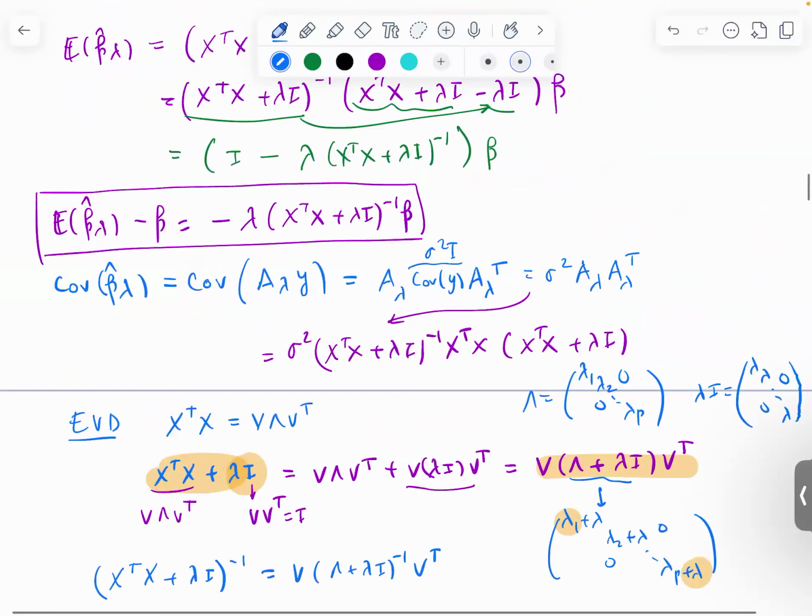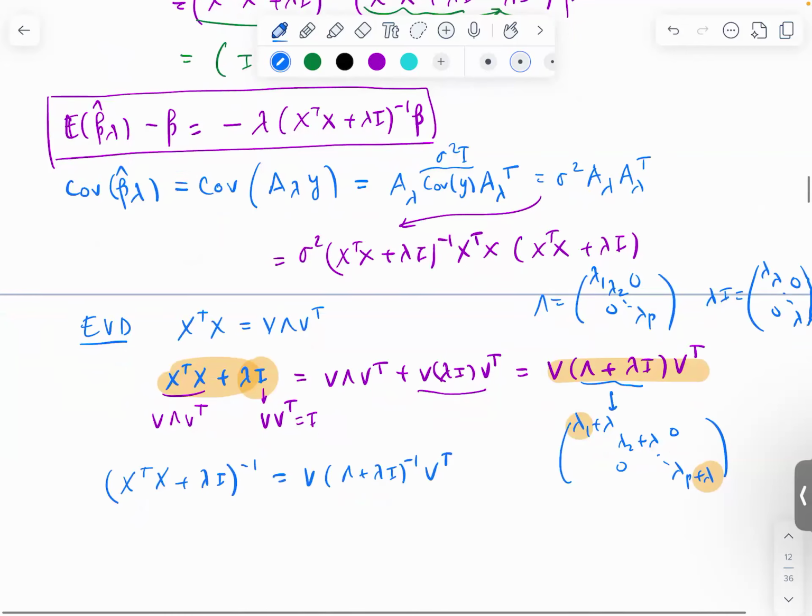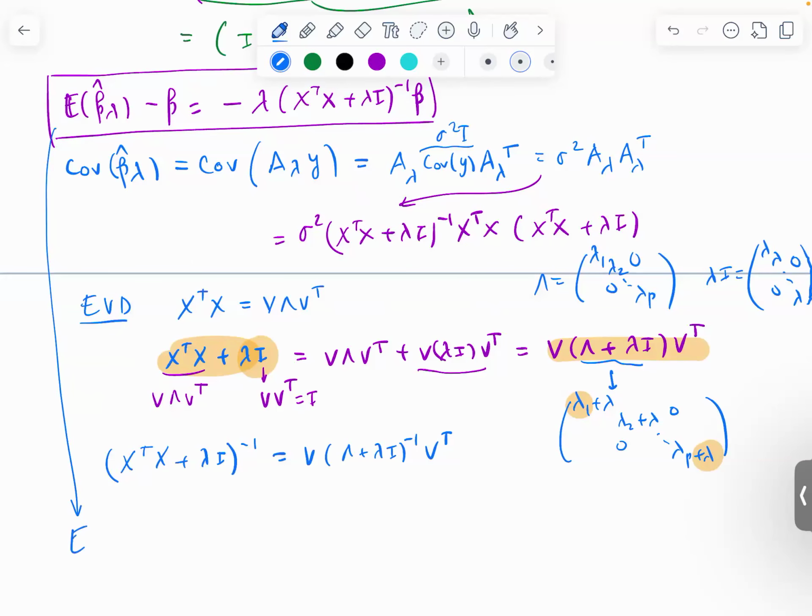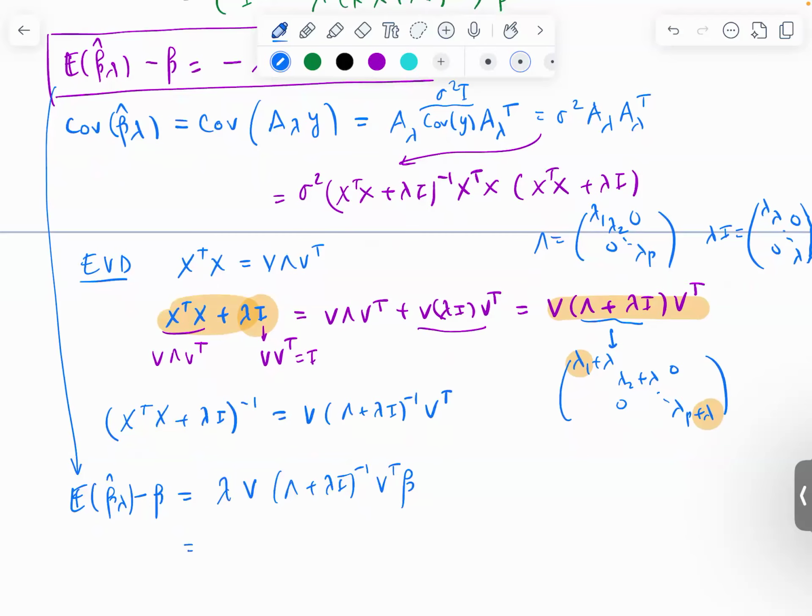So far, so good. So let's see. I can, for example, simplify this now that we have this here. So I get expectation of beta hat lambda minus beta is equal to, you get a lambda here, and then you get V, and then lambda plus lambda I inverse V transpose beta. And I can move it inside this as well if you want. This is going to be negative. You can write it like this.